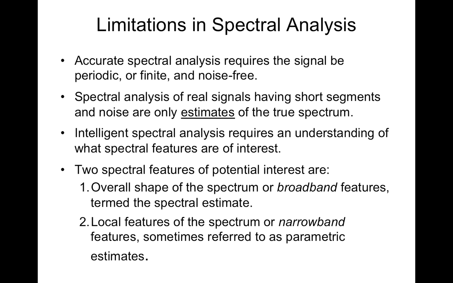Intelligent spectral analysis requires an understanding of what spectral features are of interest. So 2 spectral features that might be of potential interest would be the following. First of all, what is the overall shape of the spectrum? In other words, what are the broadband features? This is termed the spectral estimate. Secondly, what are some local features in the spectrum, or narrowband features, that are sometimes referred to as parametric estimates?